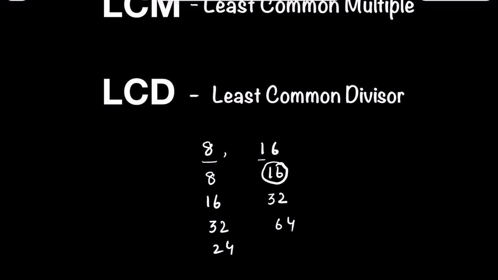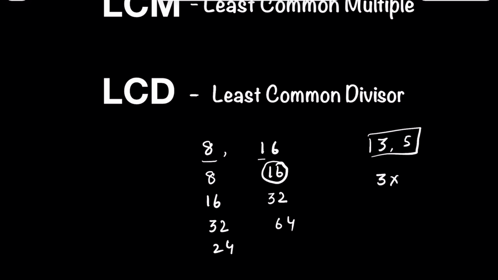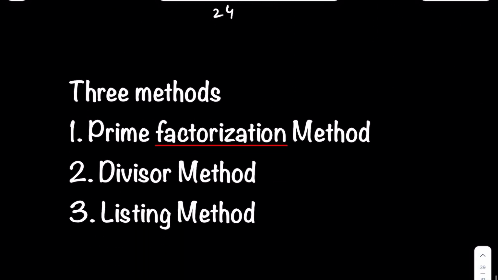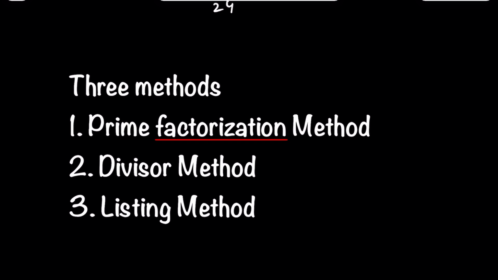If the numbers are two prime numbers such as 3 and 5, then their LCM will be 3 multiplied by 5, that is 15. There are three methods to find LCM. First is prime factorization method, second is divisor method, and third is listing method. For example, you have to find the LCM of 40 and 20.